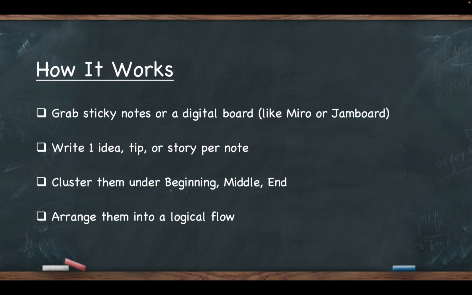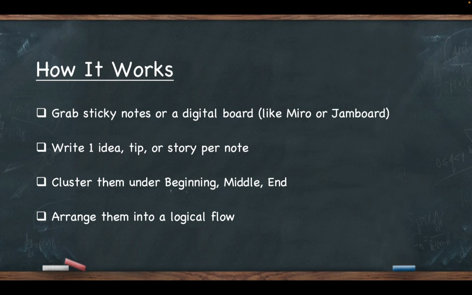So grandma being given birth to is definitely in the beginning. Grandma getting married is definitely in the middle. Grandma falling sick towards the end is definitely at the end. But then you arrange all the many thoughts that you have under each cluster into a logical flow.